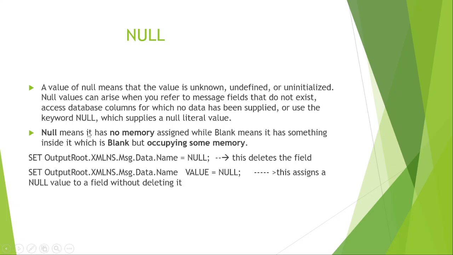The difference with null is that if someone is saying the null value for an x variable has been assigned, it means x is taking no memory. But if someone is saying a blank value is assigned to some variable, then it means it is taking some memory. So blank means taking some memory, and null means taking no memory. Okay, so that's the difference between blank and null. If you can remember, null means no memory and blank means occupying some memory.